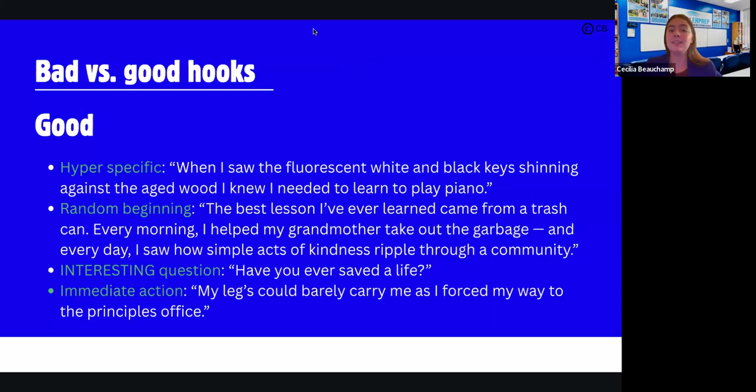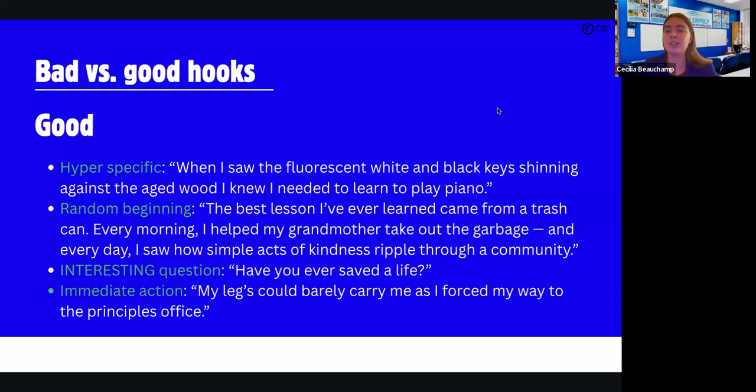The next thing is a random beginning. I talked about this a little bit a few slides ago, but you don't want to start in the morning. I woke up and I did this. Start in the middle of your day. Start in the middle of a night. Start in the middle of a thought, of a dream. That makes it interesting and makes the reader say, hey, how did we get here? I want to know. So here's an example of that.